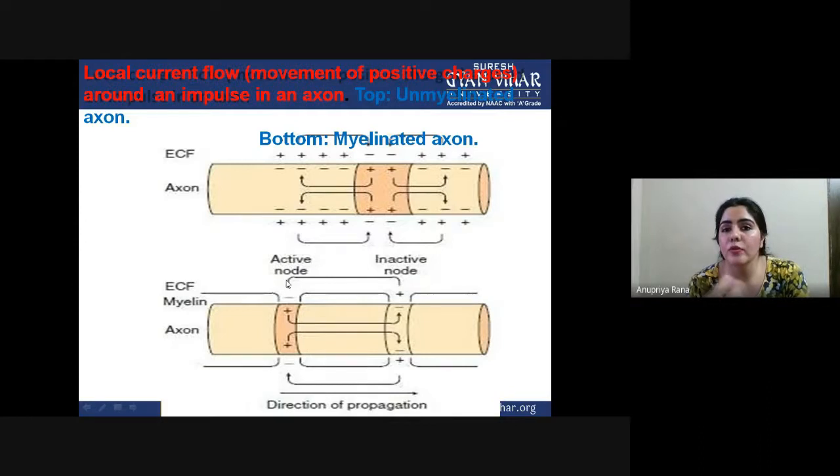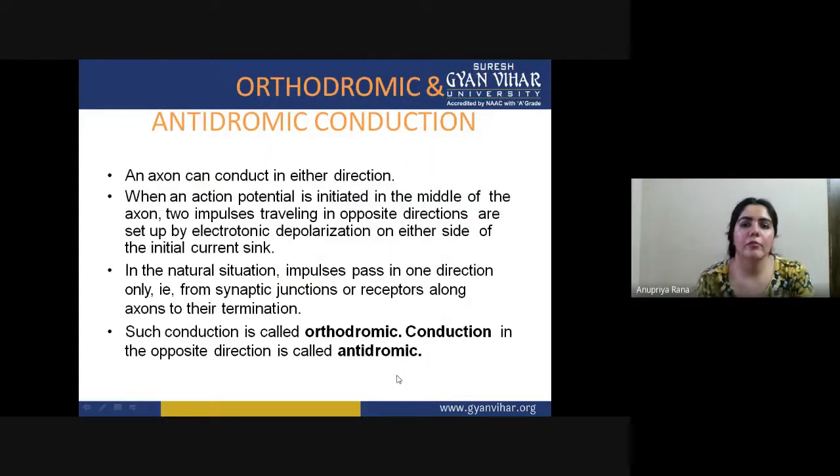Basically, they oppose their natural phenomena. In the natural phenomena, it is positive outside and negative inside, but actually they reverse it: positive on the inner side and negative on the outer side. This kind of phenomenon is called the active node. If it is positive outer and negative inside, it will be an inactive node. So this kind of phenomenon is present inside this axon internodal formation.